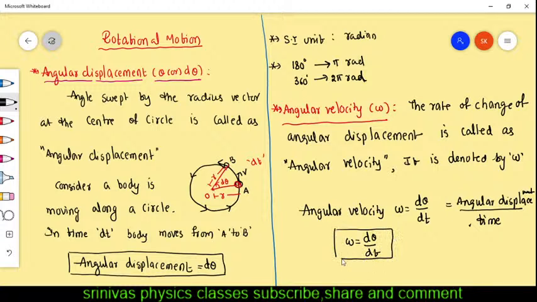What is the SI unit of the angular velocity? That is the angular displacement by time. Angular displacement unit is what? Time unit is what? You substitute the angular displacement unit here and the time unit here, then you will get the angular velocity unit. Angular displacement unit is radian, time unit is second. Radian per second is the unit of the angular velocity.